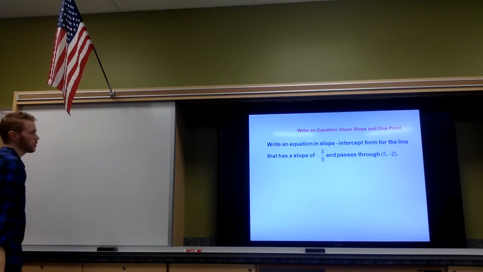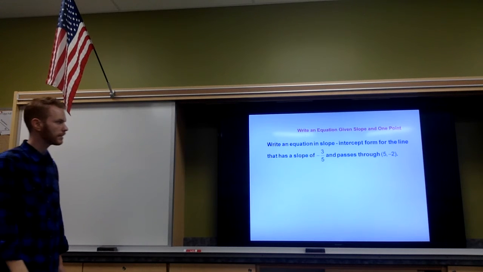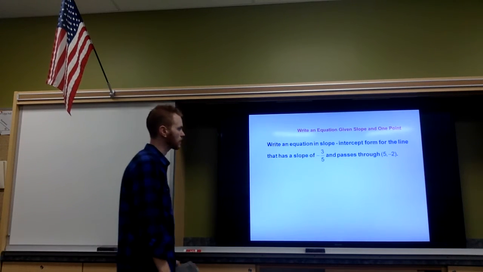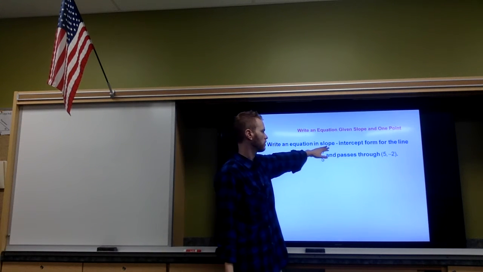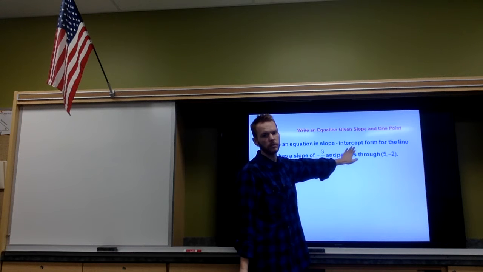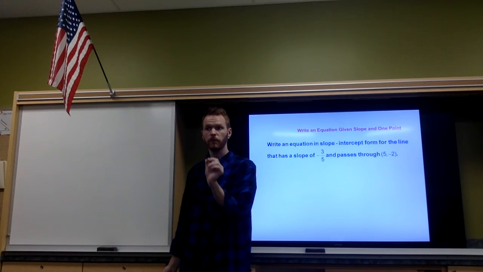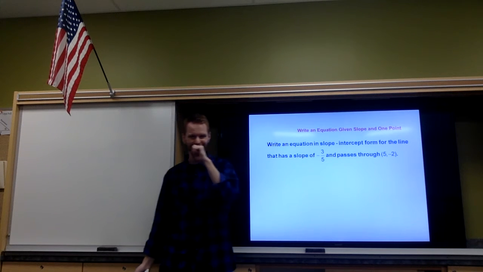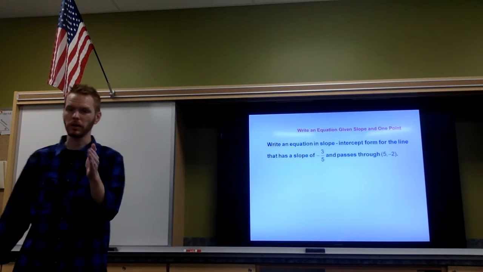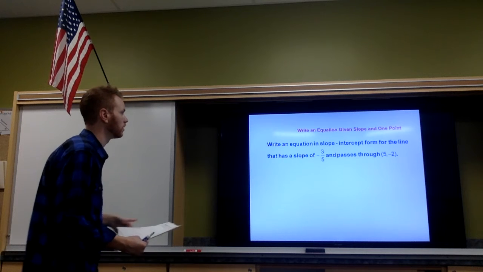Write the equation in slope-intercept form for the line that has a slope of -3/5 and passes through (5, -2). Now, you might say, wait a minute, Mr. McCall, I thought we were using point-slope form. Why are we writing it in this format? We're using point-slope form to get to this one. It's like going from one equation to the next, is what we're actually going to do.